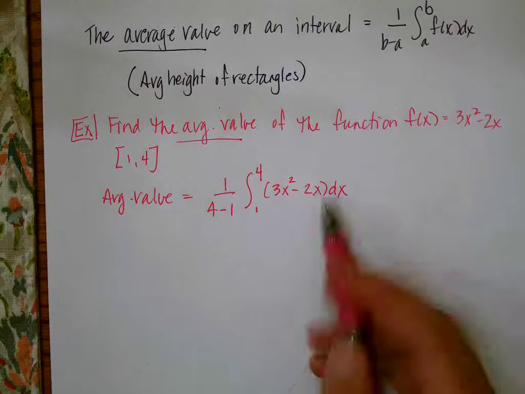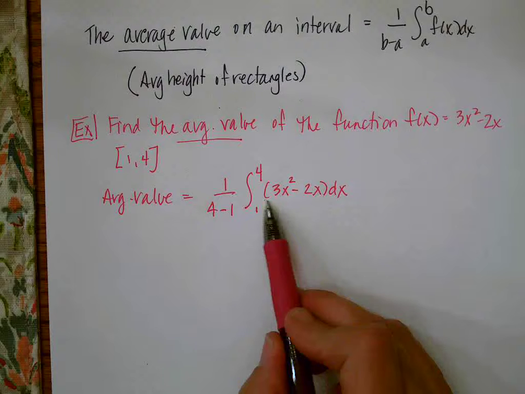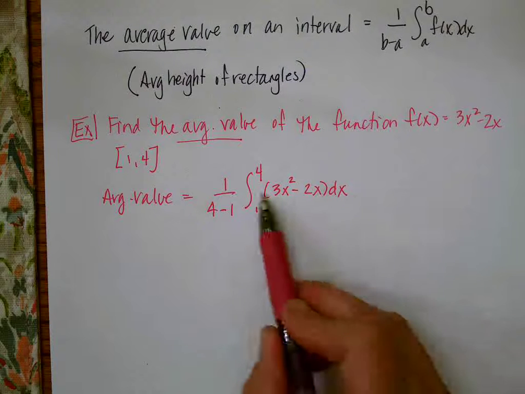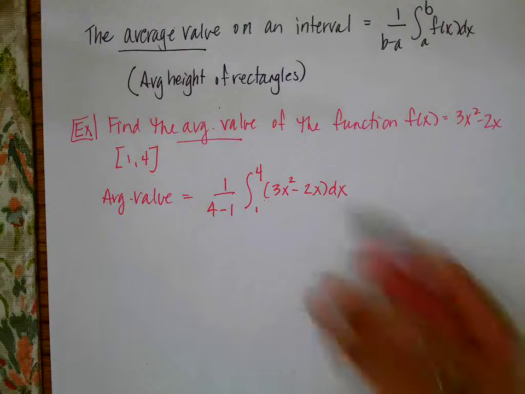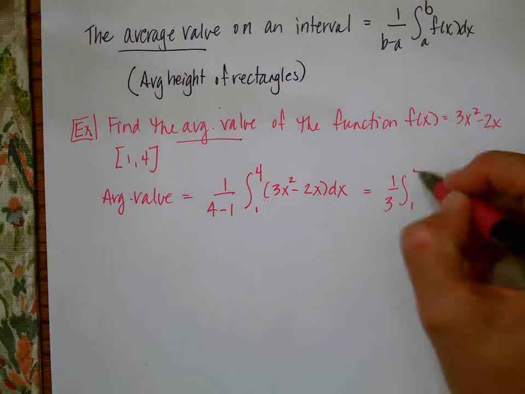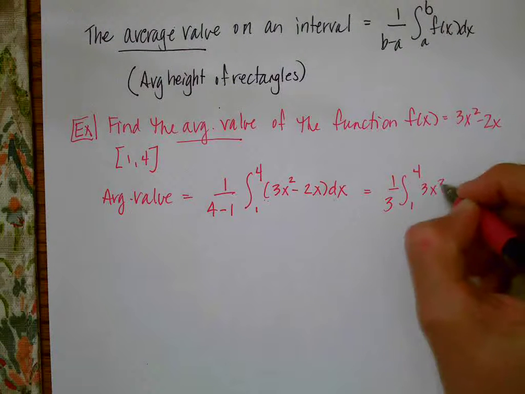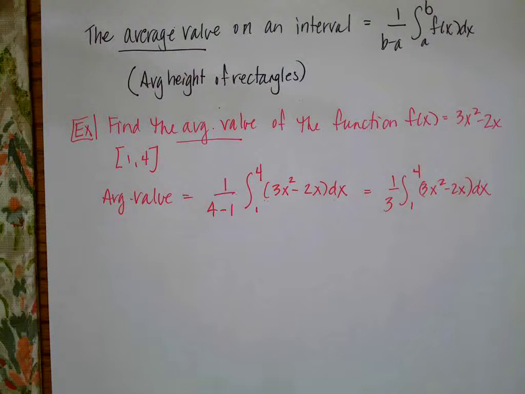So remember, one of those little details that you always have to do when you're writing down your integration is to make sure that you put everything inside the integral in parentheses to show that this entire thing is being integrated with respect to x. If you don't do that, you don't get full credit. So this is 1 over 3 times the integral from 1 to 4 of (3x squared minus 2x) dx.